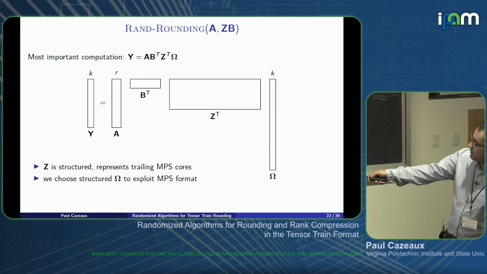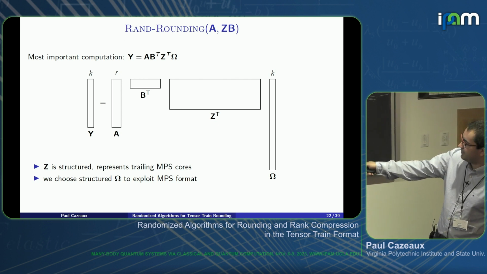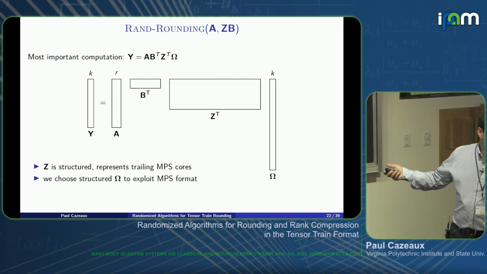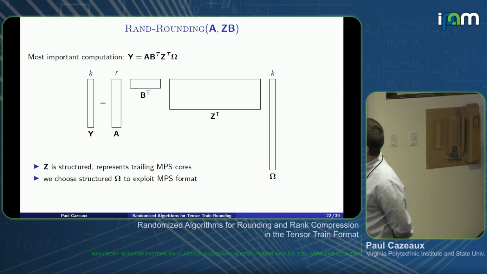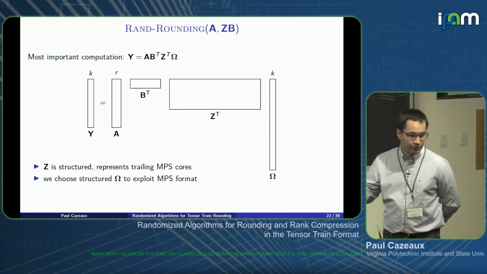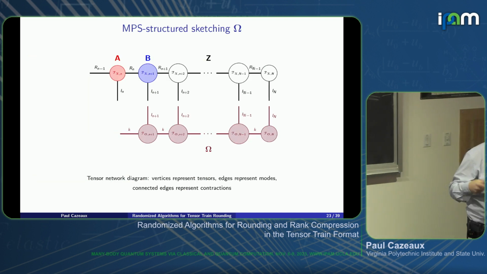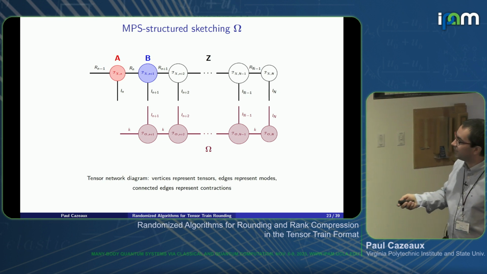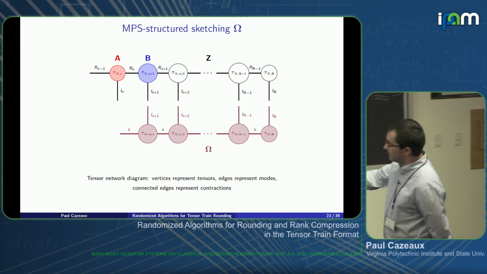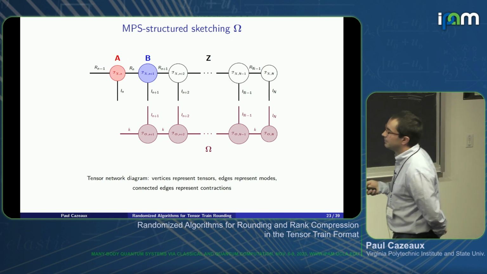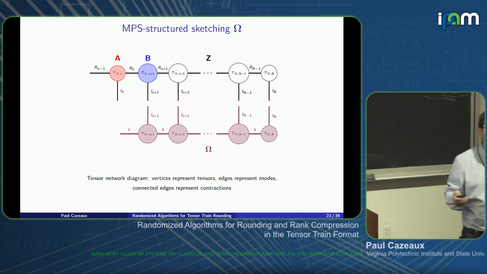So again, what we see is that we are going to hit this with a large matrix on the right, this randomized sketch. And because we have tensor trains, we might want to structure our sketch as a tensor train itself. So we get this randomized tensor train on the bottom. These contractions here will be what makes the algorithm work.